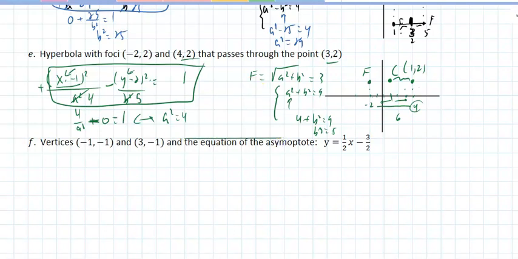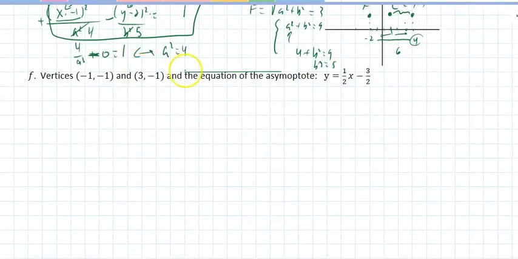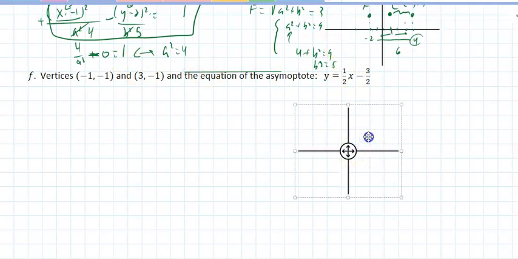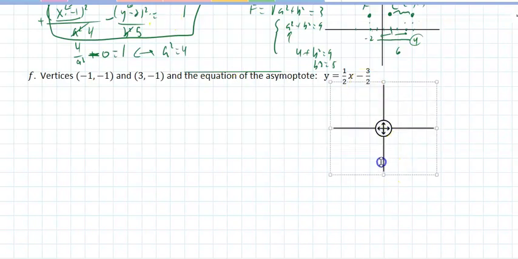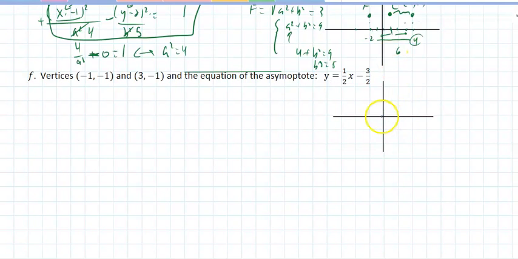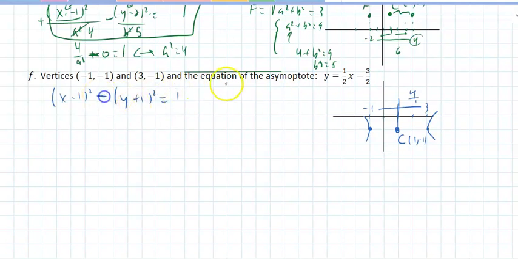And if I look at the last question, we have vertices. Again, the graph is not part of this. We have vertices at (-1, -1) and (3, -1). Between -1 and 3, that's 4 units. Half of that is 2. So 1, 2. There's the center. The center is at (1, -1). So it is (x minus 1) squared over a squared minus (y plus 1) squared over b squared equals 1. The negative is in front of the y because the graph is opening along the x-axis. Do you notice from the center I moved 2 units to the right, 2 units to the left?